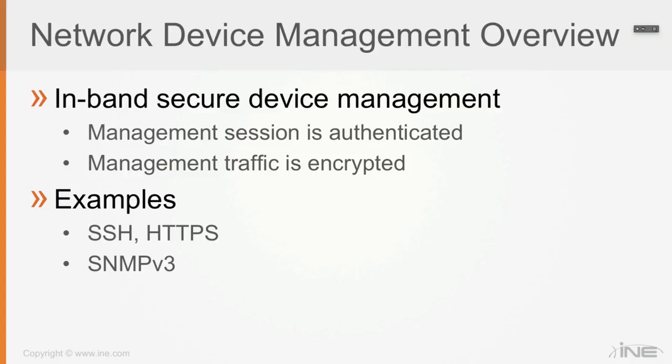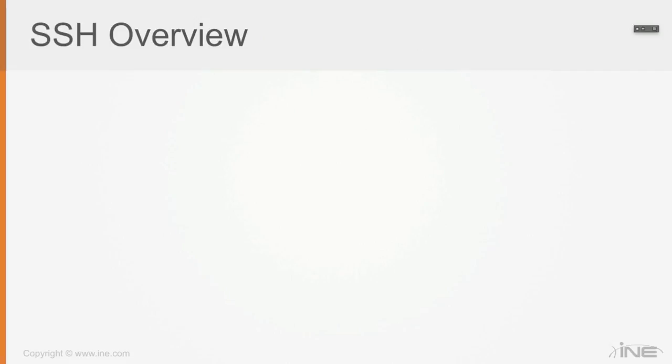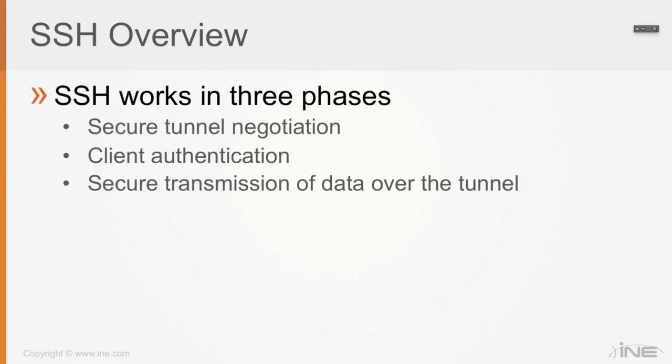Let's speak about SSH to begin with. SSH works in three phases. The first phase is the secure tunnel negotiation. The SSH client and the SSH server have to negotiate the secure keys, like the encryption keys and the hashing keys. Once the secure tunnel is negotiated, so we have the keys negotiated, then client authentication is performed. If I get successfully authenticated, then the management plane traffic which I send over that SSH tunnel is likewise secured, which means encrypted.